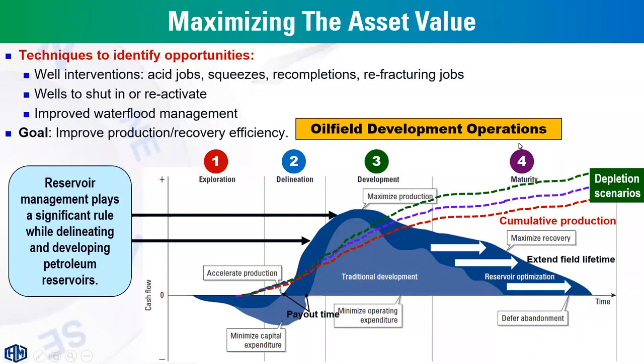The last phase is the maturity phase. In this phase, we have the start of depletion of average reservoir pressure and decline in the production rates like this. So the objective of reservoir development in such a phase is to extend the field lifetime as long as possible, or in other words, to delay the abandonment time of this field.